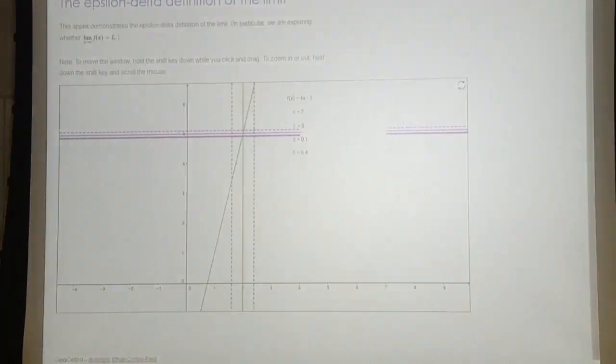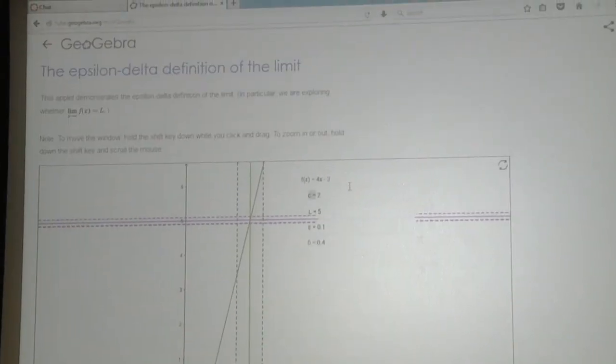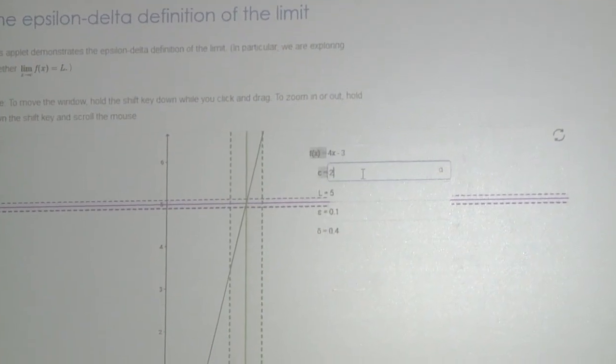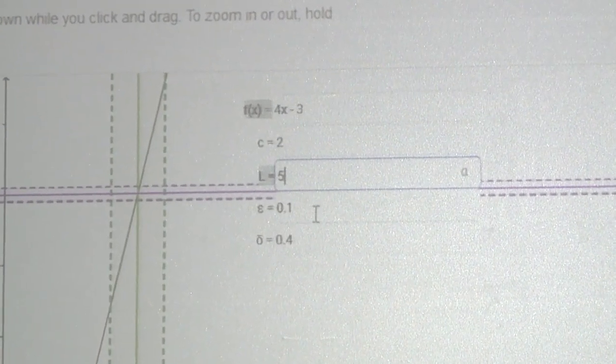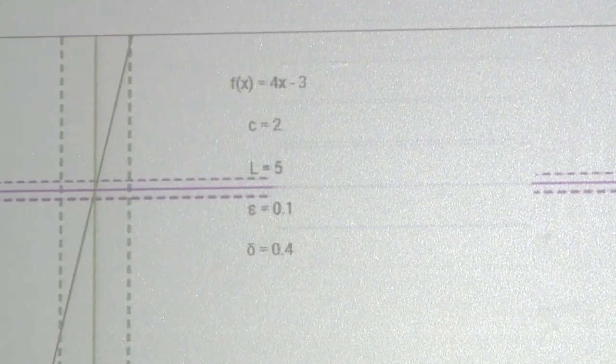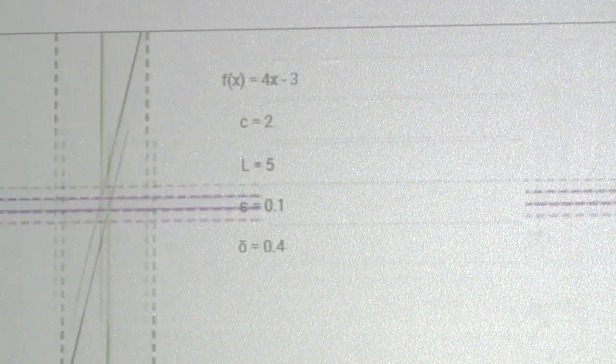There we go. So I have put in our new function, 4x minus 3. We're looking at x approaching 2. We thought the limit was 5. And we just looked at a specific example of epsilon being 1/10.